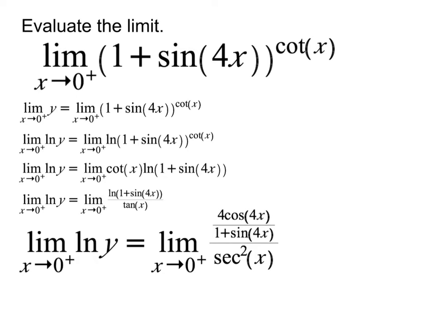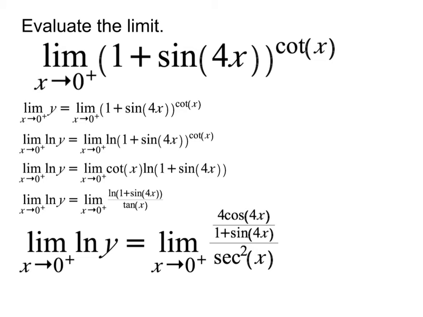So I've now taken the derivative of the top. So the derivative of natural log would be 1 over whatever is inside of the natural log times the derivative of that inner function. So we're using chain rule in order to be able to get that. And then we do the derivative on the bottom as well. The derivative of tangent is secant squared.